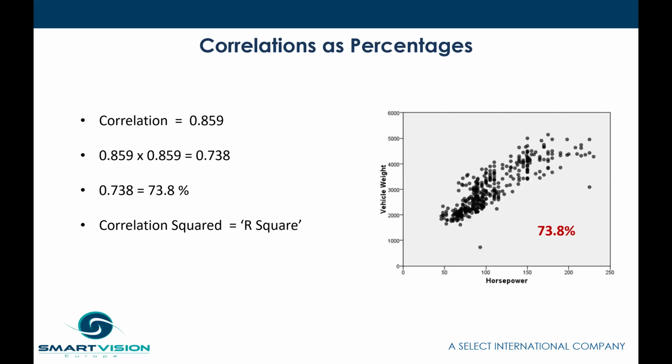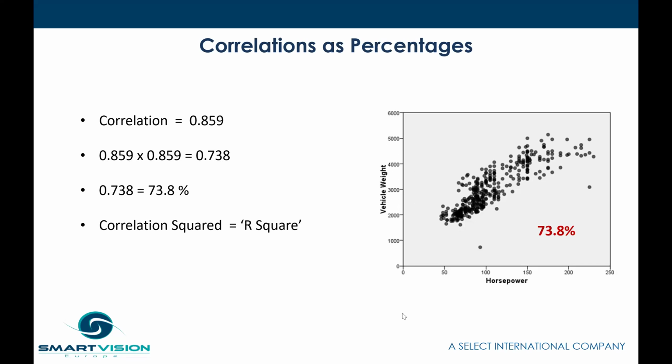Well, it turns out in regression, we use a value called the R-square, and it is literally the square of the correlation. If you think about it, you take a correlation here of 0.859. If I square that and multiply it by itself, I get 0.738. And that can be interpreted in percentage terms. It means that 73.8% of the variation in one field can be predicted by the other field.